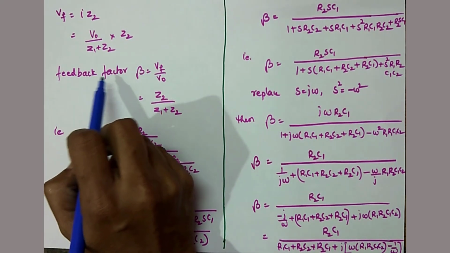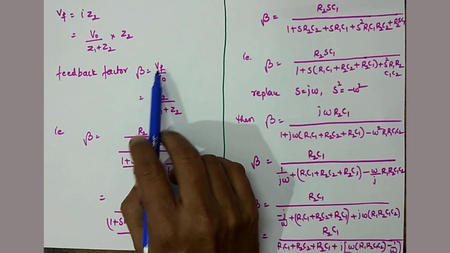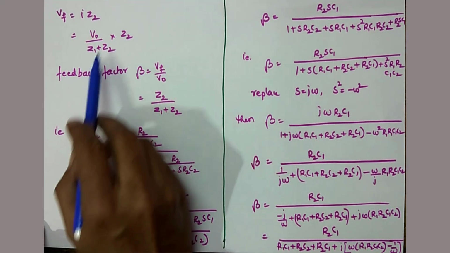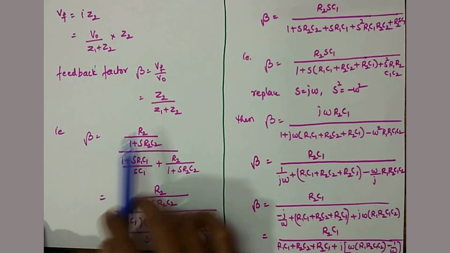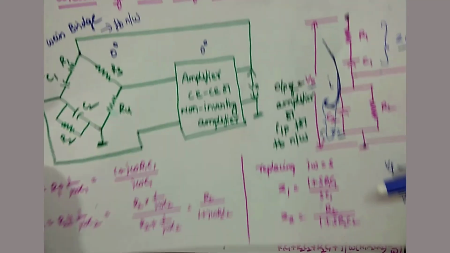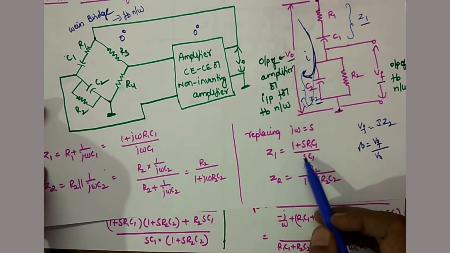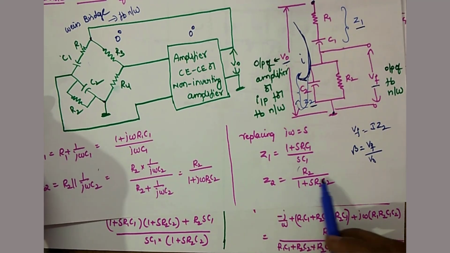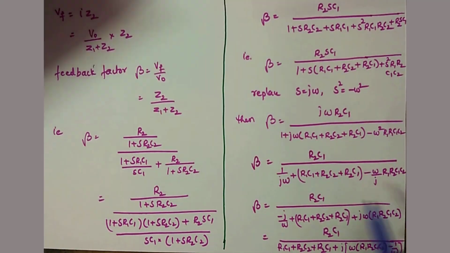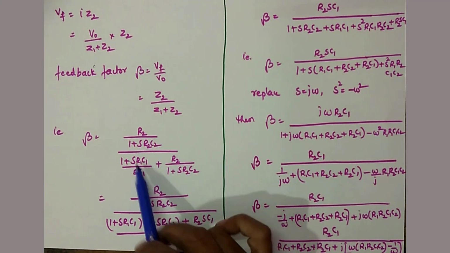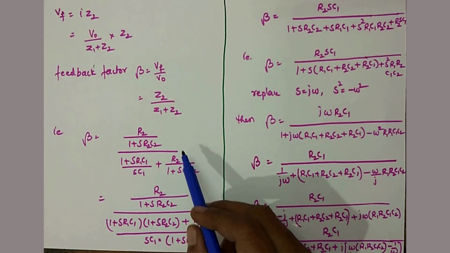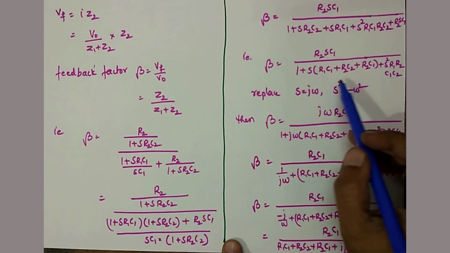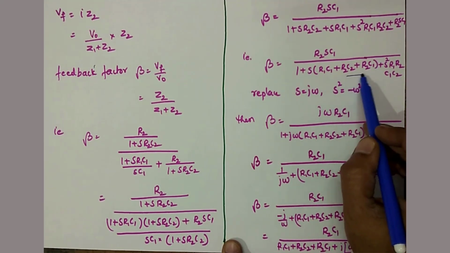So now what is the feedback factor? Feedback factor beta is equal to Vf by V0. So simply, yes, you'll get Z2 by (Z1 plus Z2). Now substitute the actual values of Z1 and Z2. What is Z1? That is (1 plus S R1 C1) by S C1. What is Z2? R2 by (1 plus S R2 C2). Yes, I just substituted here. After that, I simplified the beta expression like this. Finally I got beta as this.